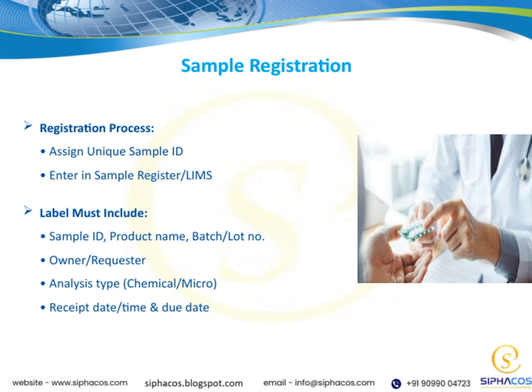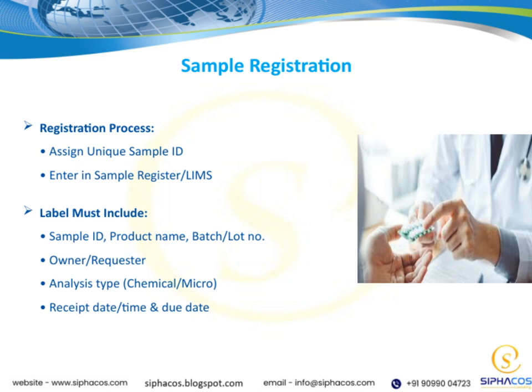When labeling the sample, there are some critical pieces of information that must be included on the label itself. First, the sample ID, which we've already assigned, and the product name, so we know exactly what the sample is. It's also important to include the batch or lot number, which helps with traceability in case of any issues. Don't forget to add the owner or requester's information. This tells us who requested the analysis or who is responsible for the sample.